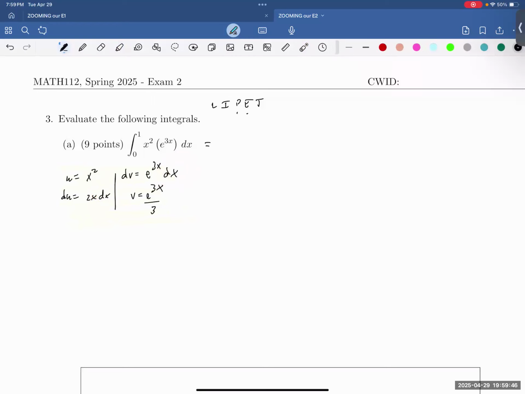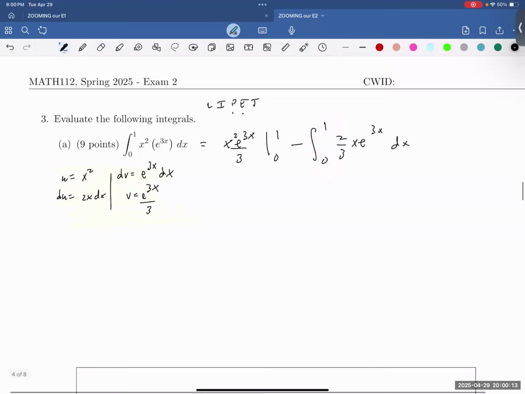Then we'd have u and v together. So that's x squared e to the 3x over 3, evaluated from 0 to 1. A lot of you didn't put bounds there. Minus the integral from 0 to 1 of v du, and that's going to be 2/3 x e to the 3x dx. Many of you did not put bounds there. Then we'd have x squared e to the 3x over 3 from 0 to 1 minus 2/3.